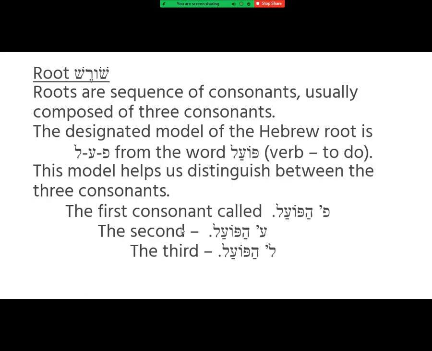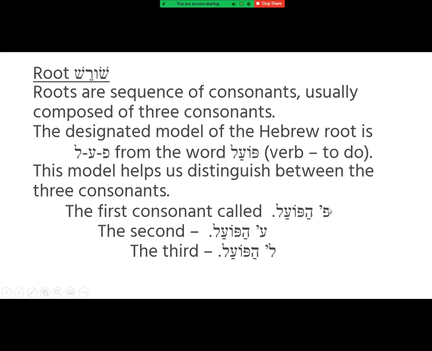So the roots have three letters. Now this is the word poel. Poel is the verb to do. And someone thought, okay, well, let's just call that. So these are the hapoel, which means the verbs, the doing words. So this means the doing.